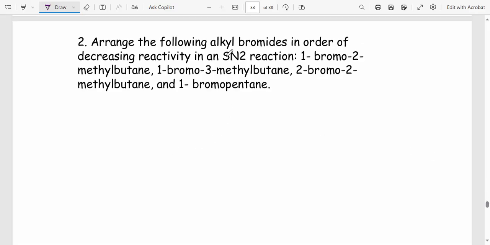This one is saying arrange the following alkyl bromides in order of decreasing reactivity in an SN2: 1-bromo-2-methylbutane, 1-bromo-3-methylbutane, 2-bromo-2-methylbutane, and 1-bromopentane. Please answer this one and send the solution. I want to see what you are going to do.